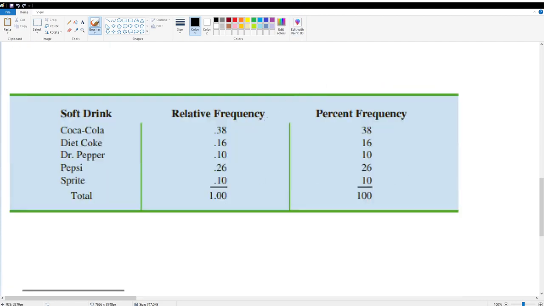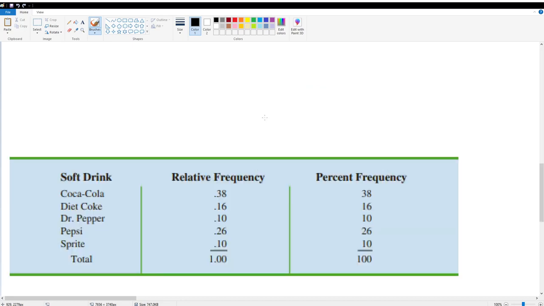Our relative frequency, you can put it in decimal or fraction form. Coca-Cola, 19 out of 50, 38%. Diet Coke, 8 out of 50, 16%. Dr. Pepper, 5 out of 50, 10%. Same with Sprite, and we keep going on and on. Your percentage frequency, you just throw the percentage sign onto the end. That's it. Nothing else to it.